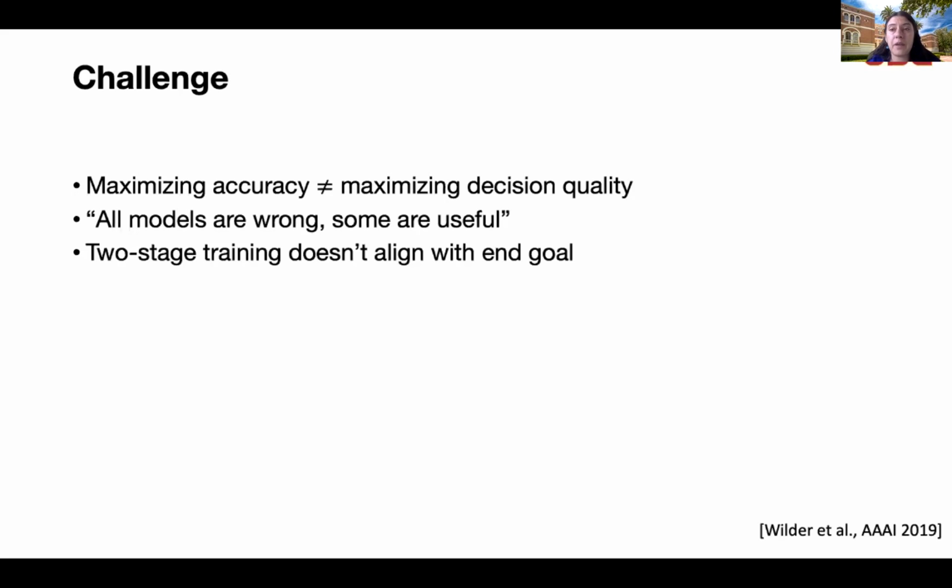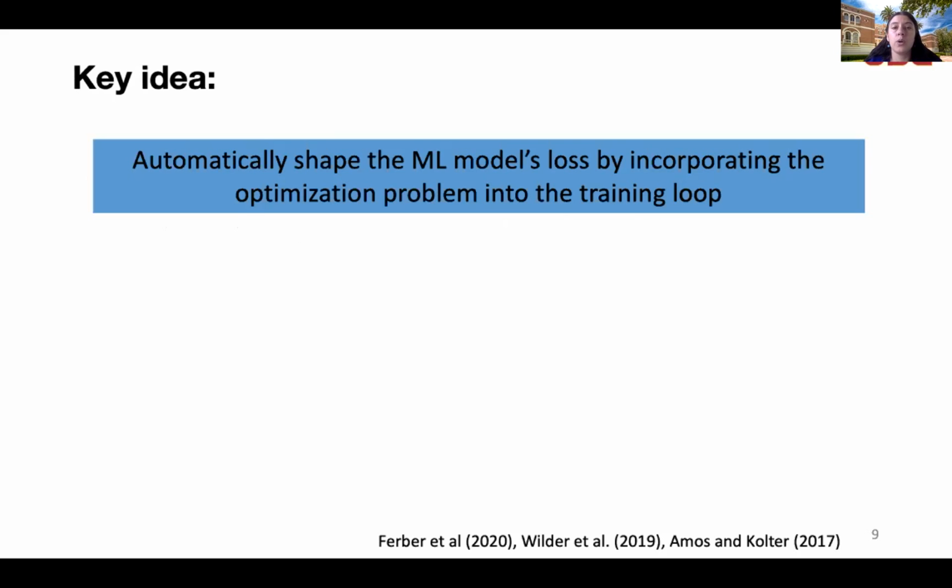So in this setting, when we have limited or noisy data, all models are wrong, but we really want to find the useful ones. So this two-stage training doesn't align with our end goal, which is to deploy the best quality solutions that we can. So what can we do about this? What we want to do is to basically find a way to automatically shape the machine learning model's loss by incorporating the optimization problem into the training loop.